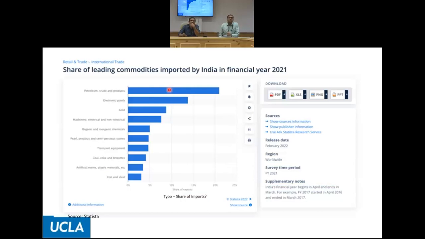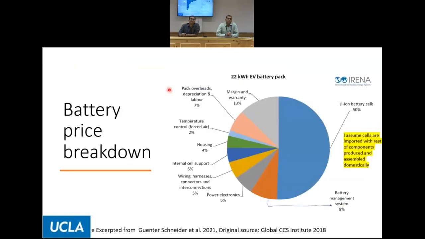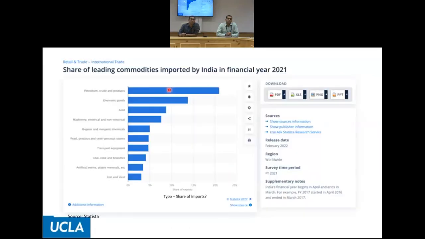So here is a statistic on petroleum, and apologies for the small font. A lot of this is from public information. This is from Statista. On the right at the top is crude oil, which is about 20% of all our imports, just to show how important it is to us. So it's 20% of imports.